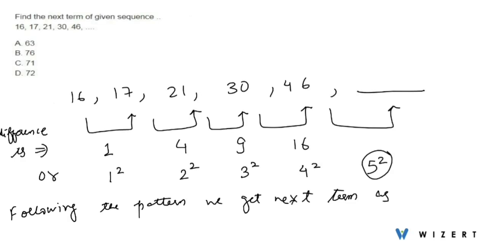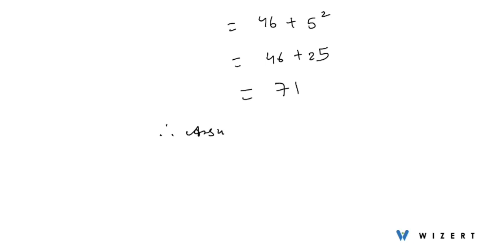So 71 is option C. Hence we can say that the answer is option C.